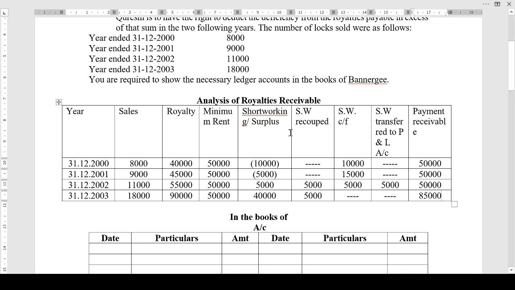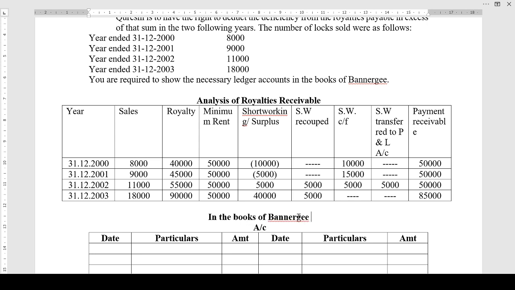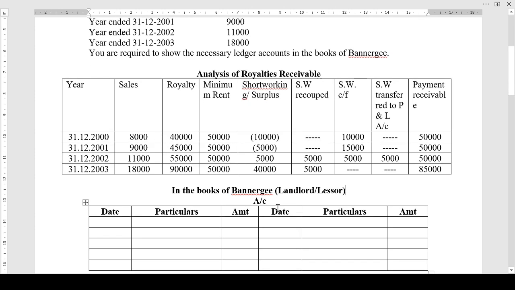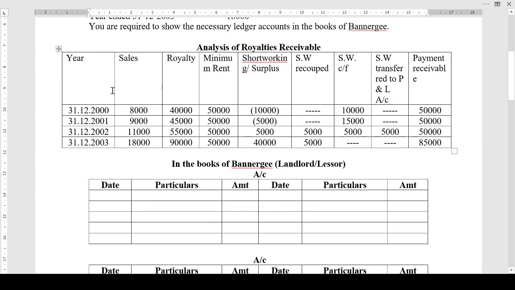Fine. Now they've asked us to prepare ledger accounts in the books of Banerjee, who is the landlord. I just put in brackets here landlord or lessor, just so that we don't forget. This statement doesn't change whether we are preparing it for a lessor or a lessee. The calculations remain the same. Only the names change.